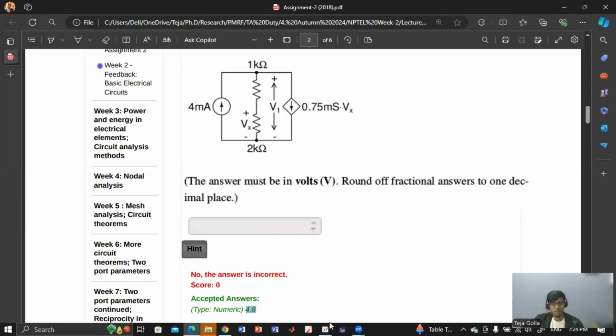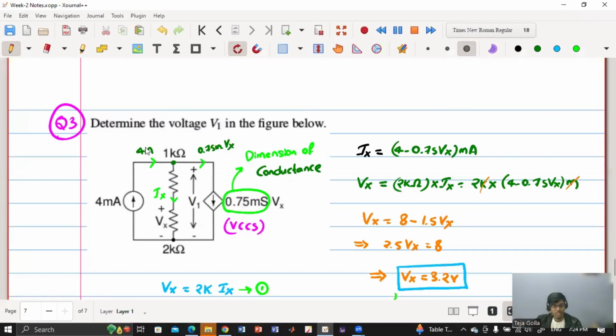Okay, so let me just explain from the very beginning. So first of all, this is the question. First, we have identified that it is a voltage controlled current source. Then we have to find out what is the value of V1. So for this question, first we have to get the value of Vx. And for obtaining Vx, we need to know Ix because I know the resistance.